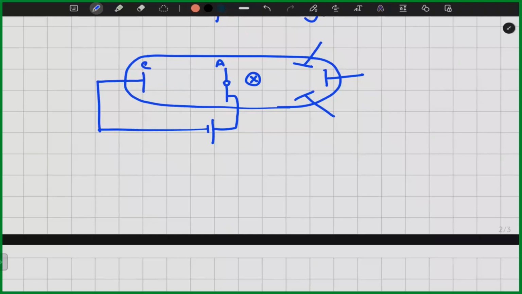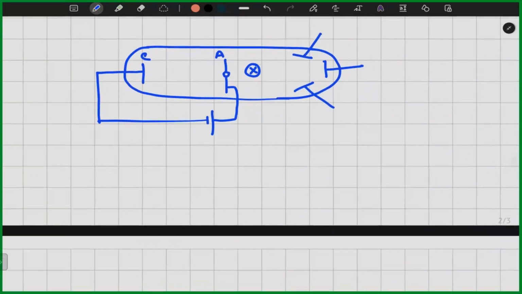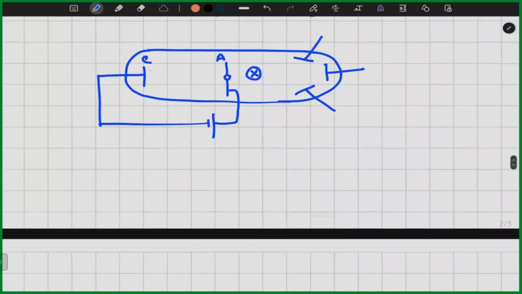So perpendicularly, electric field and magnetic field was present. Mutually perpendicular electric and magnetic field across this discharge tube. So then what happens? This cathode ray emits. Now only through this hole, let's say one particle, because we know that this cathode ray is a flow of negatively charged particle.